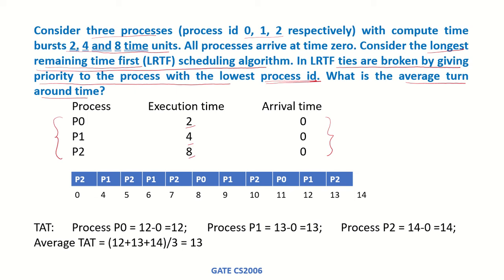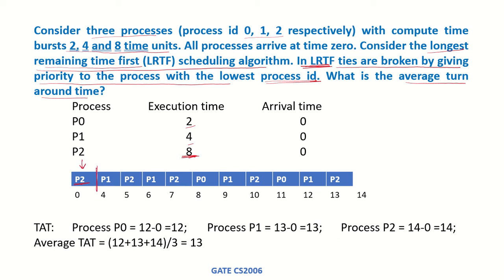So at time 0, we know that all three processes are there in the system. And now we have this longest remaining time, LRTF, scheduling algorithm. So that means whichever process has the longest remaining time left, we are going to schedule that process. First of all, we can see that process P2 has the longest remaining time. So at time 0, P2 is scheduled by the OS.